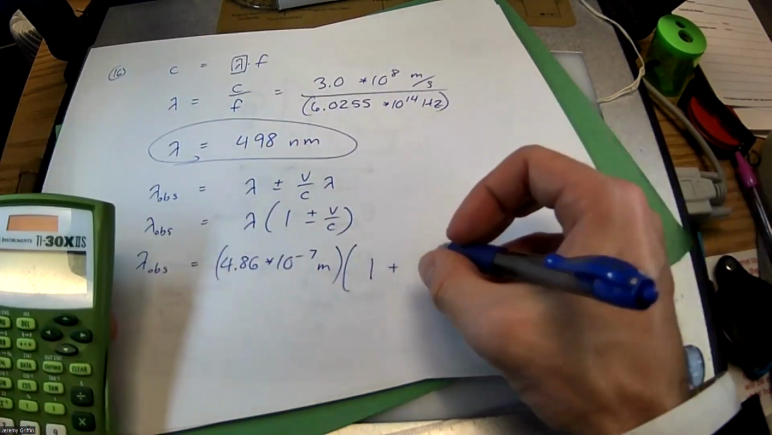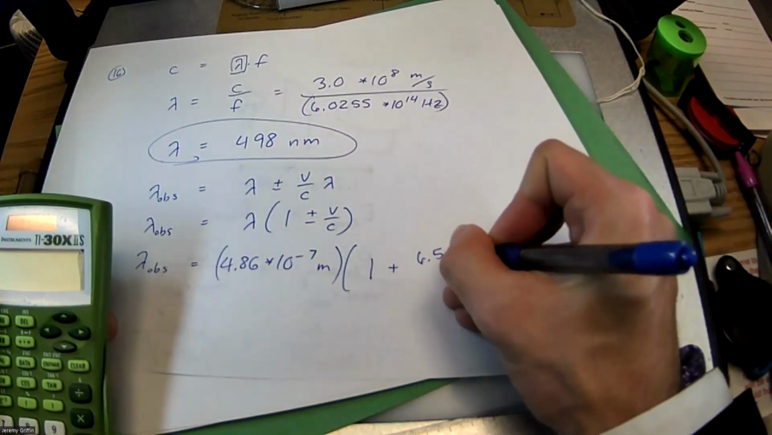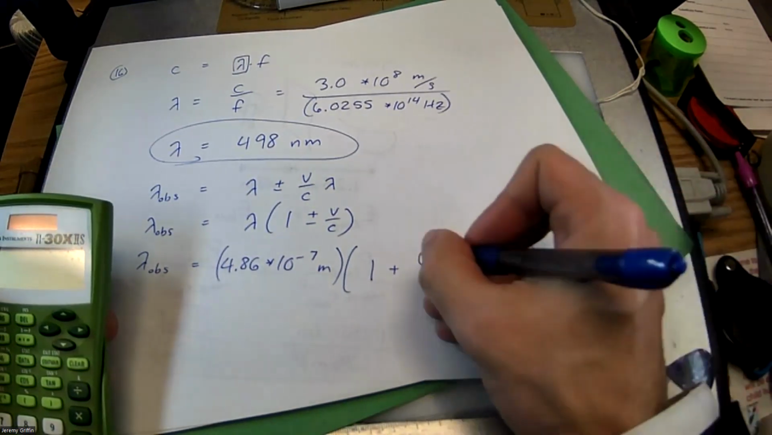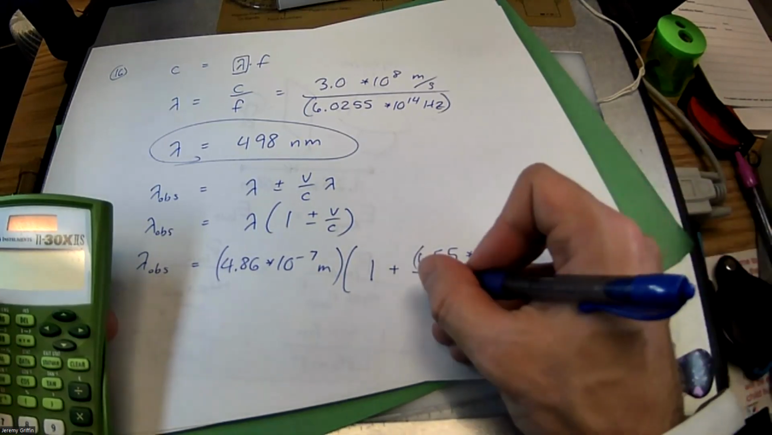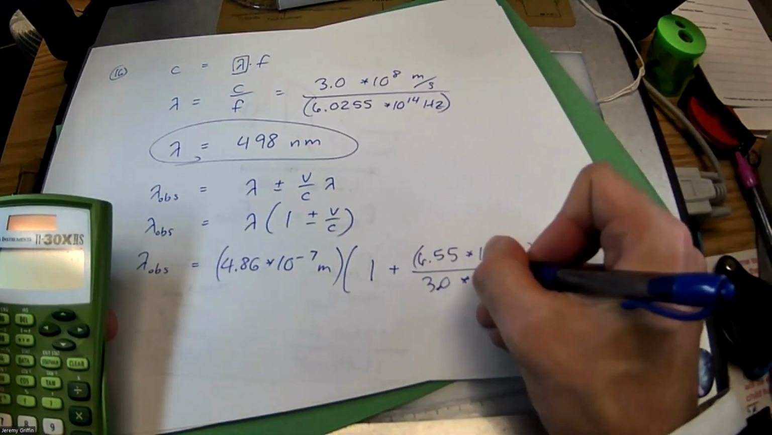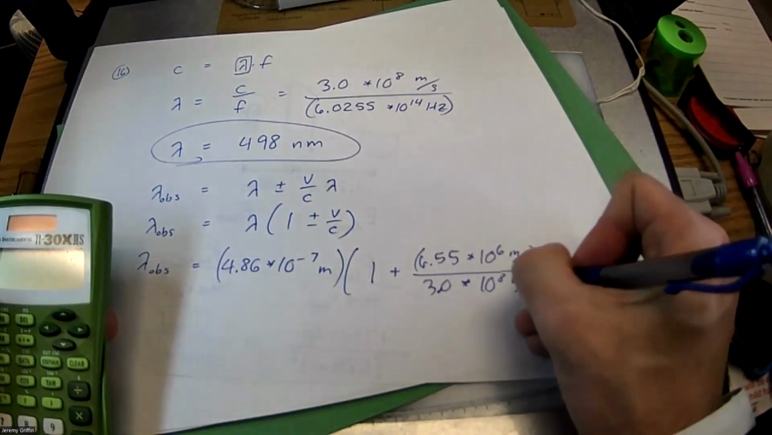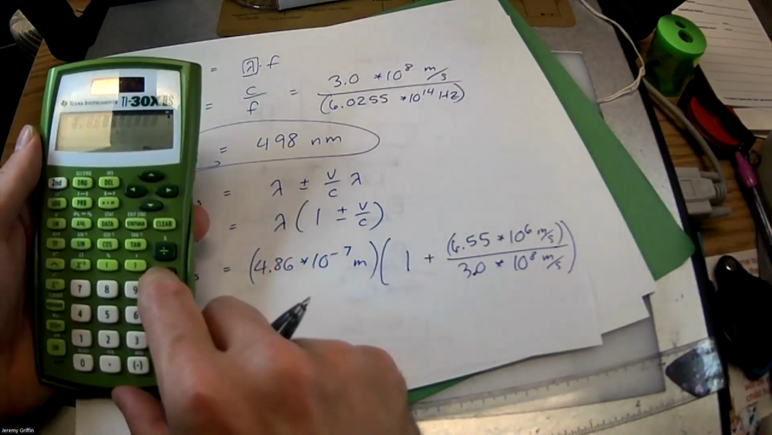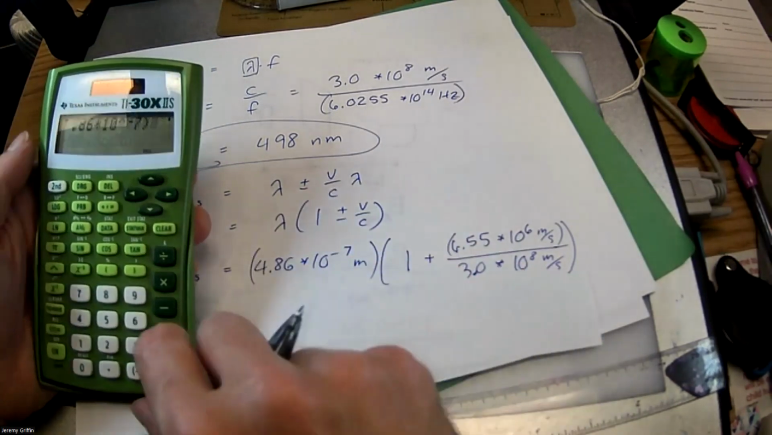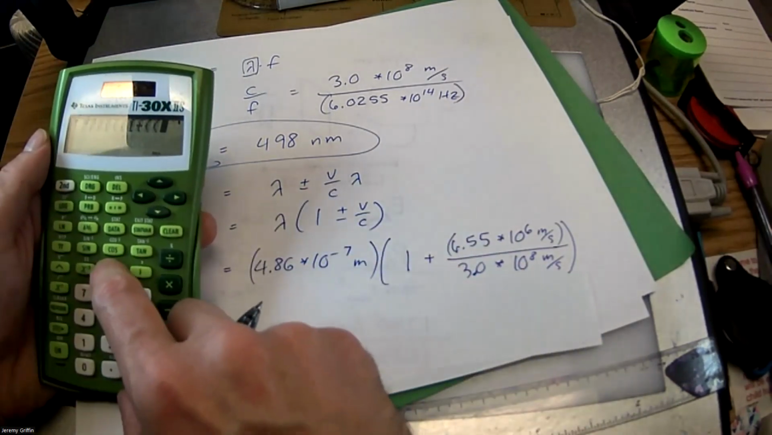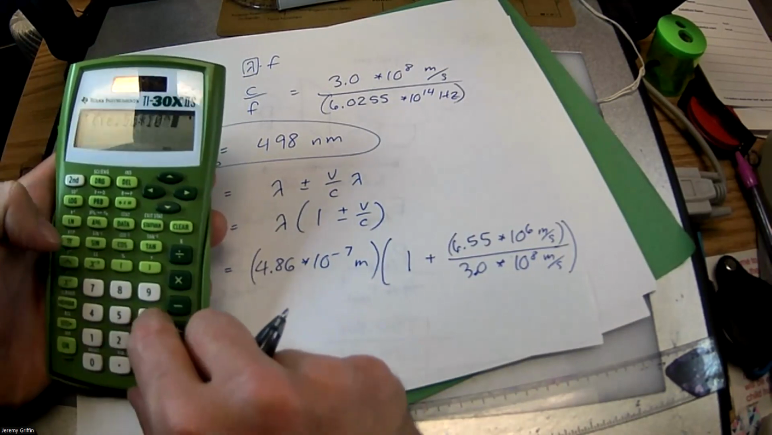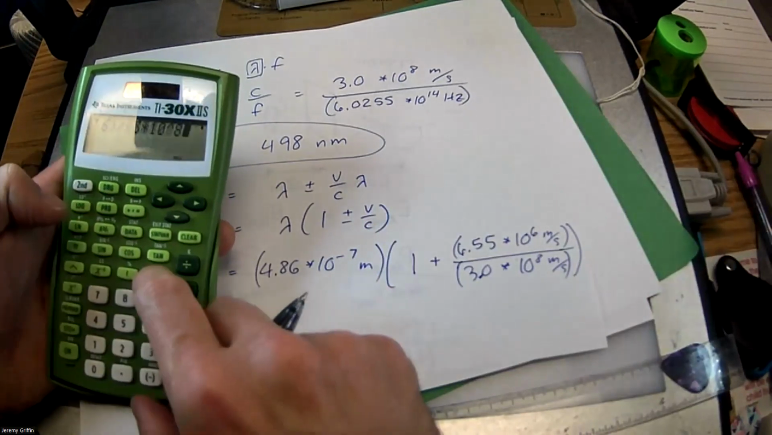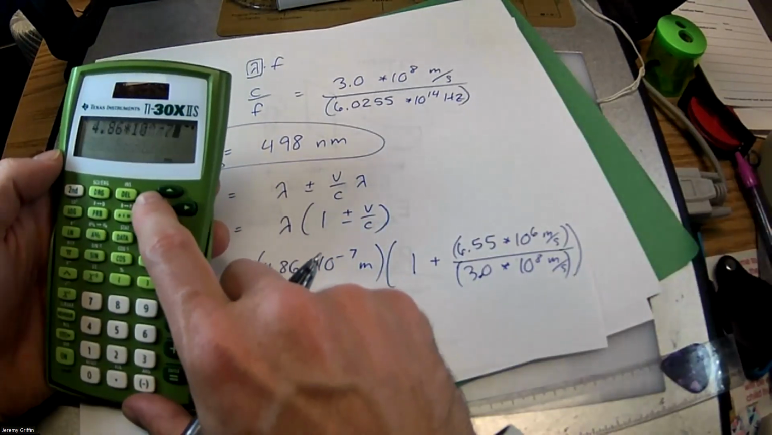Okay. And then let's do 6.55 times 10 to the 6 meters per second. Remember, I'm assuming that's a typo there. Not 16, but 6 as the power, compared to 3.0 times 10 to the 8 meters per second. Okay, let's see if it's good. Got 4.86 times 10 to the negative 7 meters, times 1 plus 6.55 times 10 to the 6 over 3 times 10 to the 8.